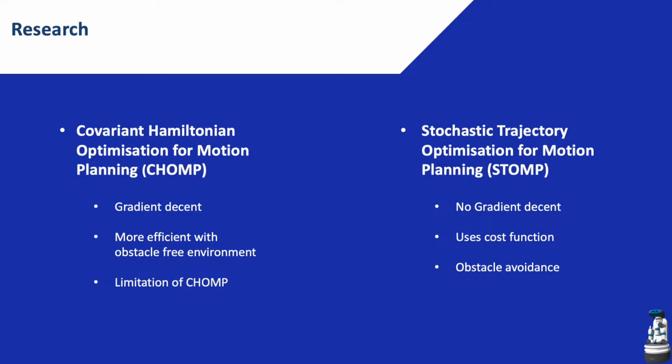The second planner is known as STOMP, short for Stochastic Trajectory Optimization for Motion Planning. Unlike CHOMP, it does not require gradient descent, which solves the problem of getting stuck in a local minima. Instead, STOMP uses a cost function to satisfy obstacle avoidance and motion smoothness.